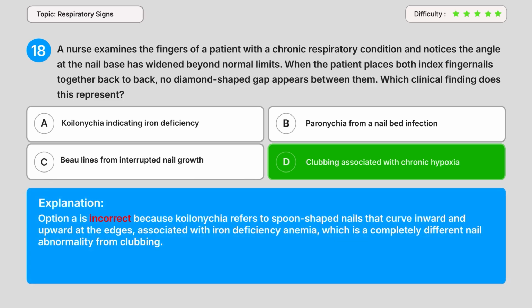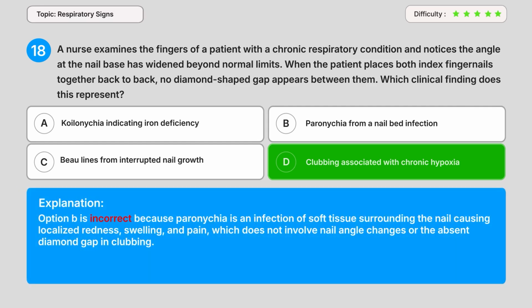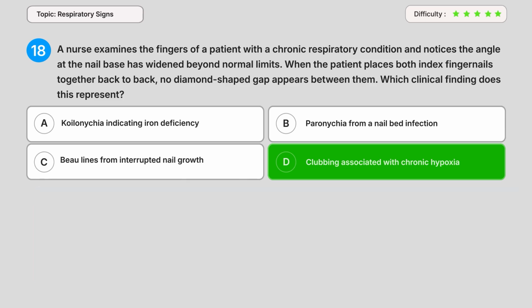Option A is incorrect because koilonychia refers to spoon-shaped nails that curve inward and upward at the edges, associated with iron deficiency anemia, which is a completely different nail abnormality from clubbing. Option B is incorrect because paronychia is an infection of soft tissue surrounding the nail, causing localized redness, swelling, and pain, which does not involve nail angle changes or the absent diamond gap in clubbing.